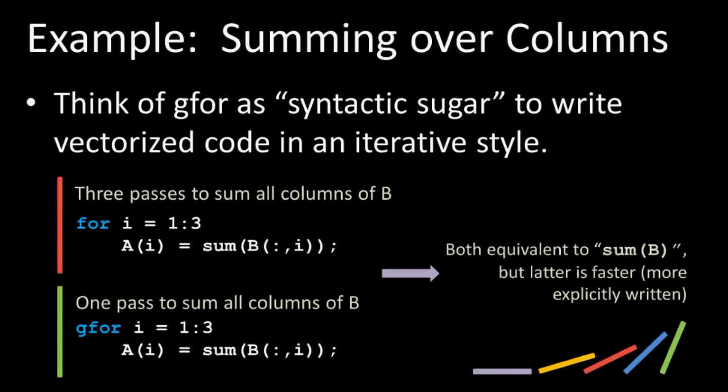Here's another example where we're going to do summation over a vector. In this example, again, all the columns of B can be summed all at once simultaneously using G4, whereas the regular for loop would have to do that in separate kernel launches one at a time.